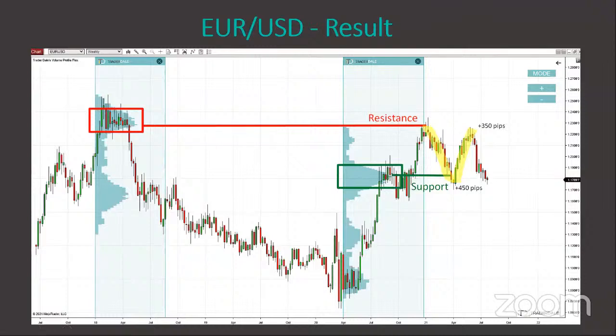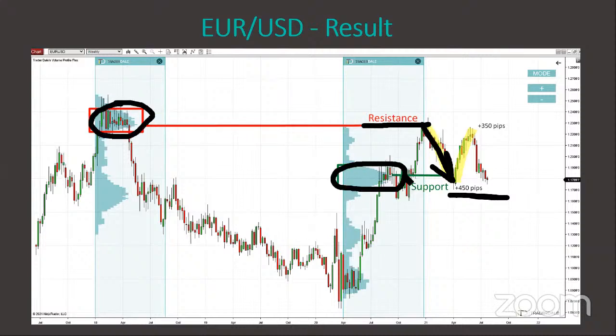You can learn more about it in the book. Yeah, this is how it played out. This is the resistance and the reaction to it. 450 pips reaction to that resistance based on those volumes. And regarding this support, another reaction and 350 pips. All right, so this is how it is supposed to work.